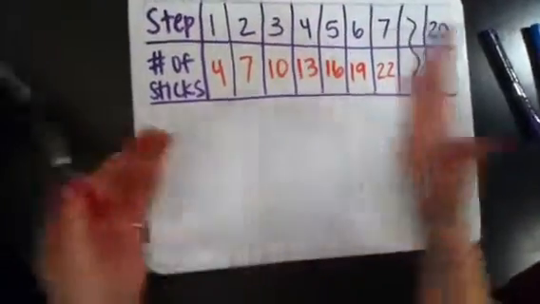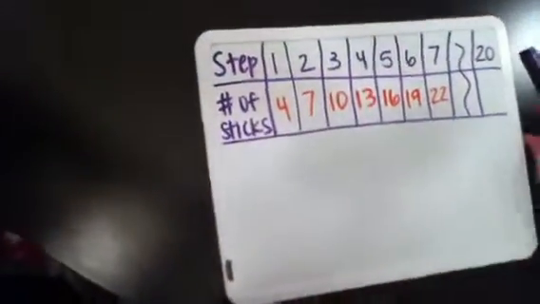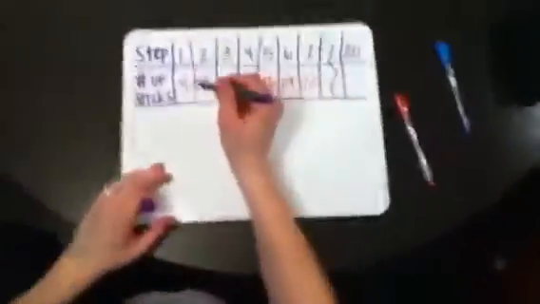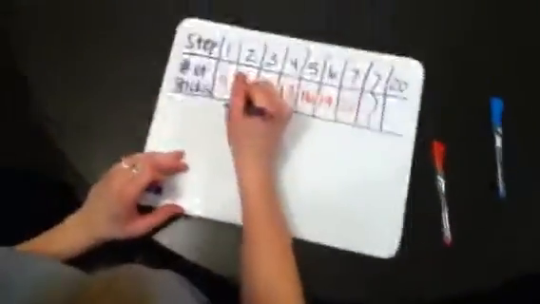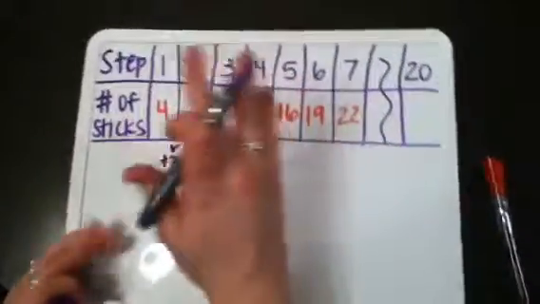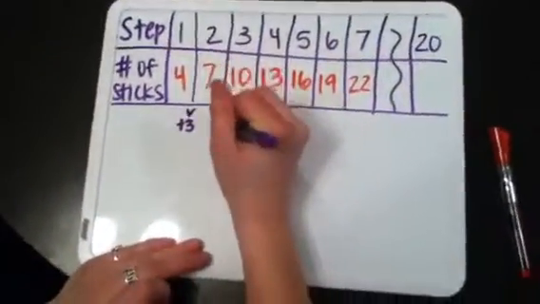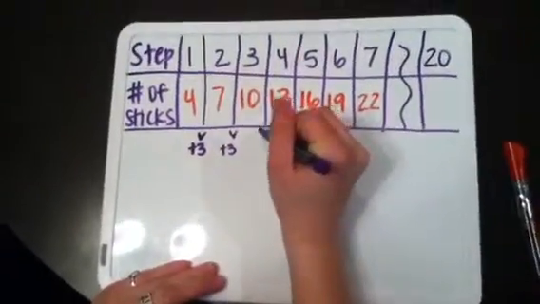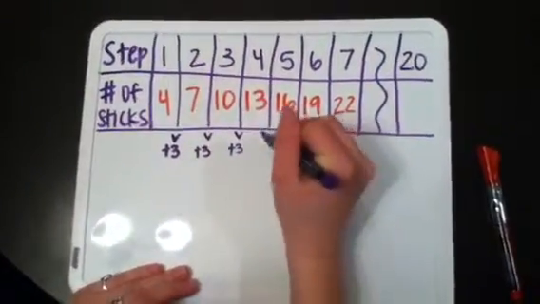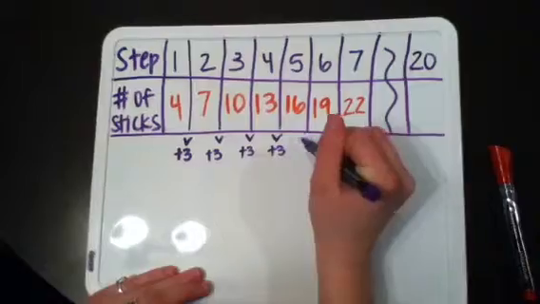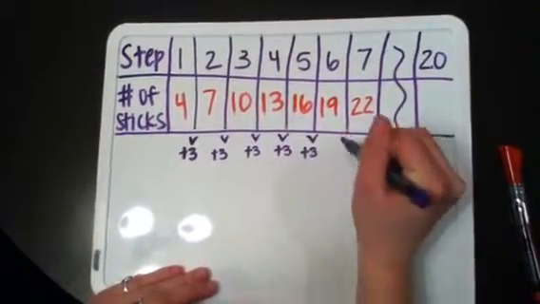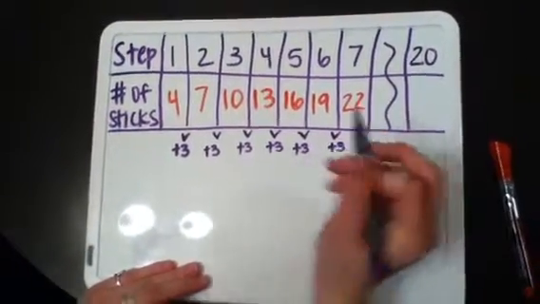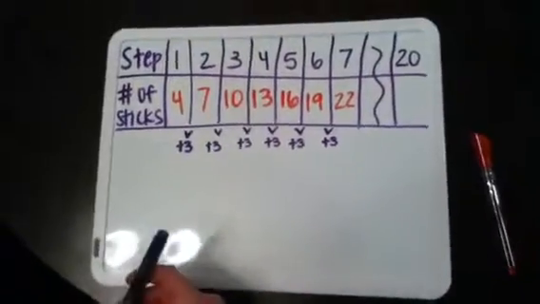So we look at this and we see that the increase between 1 and 2 is plus 3. When we go between 2 and 3, we see that we're adding 3 again. So this is the number of popsicle sticks we added each time to create another window. Every single time we added 3 sticks.